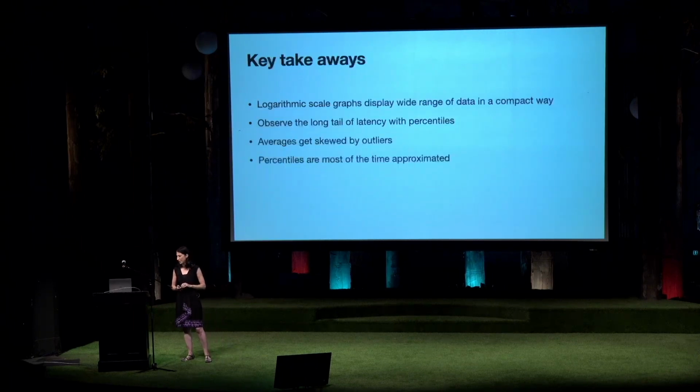So these are my key takeaways for you today. Log scale graphs work to show the contents of the entire universe. So if you need to show a wide range of values in a compact way, then they're good for you. It's good to observe the long tail of your latency with high order percentiles. And the last two are about statistical potholes not to fall into, which is averages, they get skewed by outliers, and percentiles that we use in monitoring are most of the time approximated, so we have to be careful about what we do statistically with them.